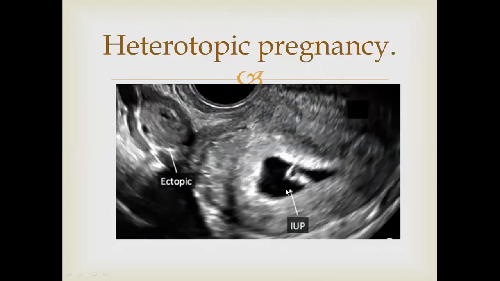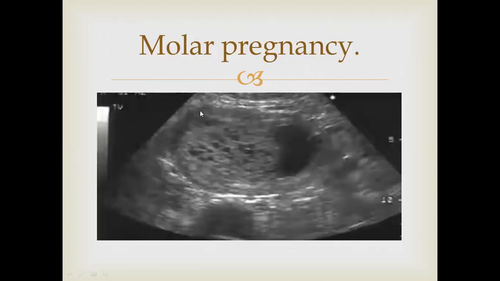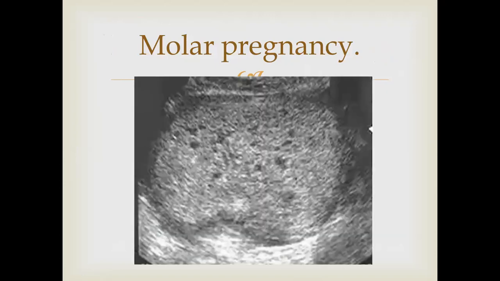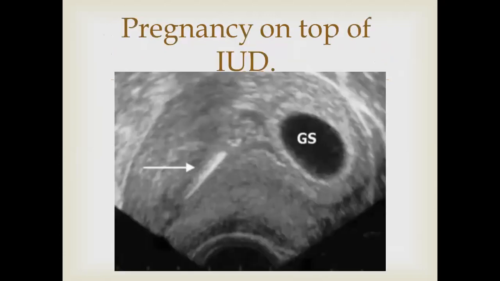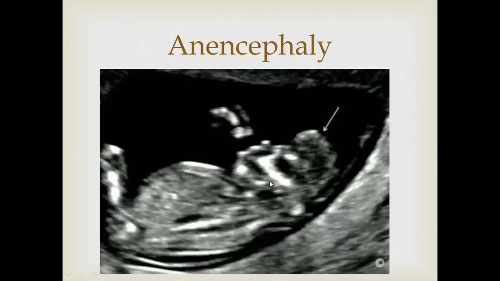Heterotopic pregnancy: there are two sacs, one intrauterine and the other ectopic in the tube. Molar pregnancy: this is a picture of the snowstorm appearance and should be confirmed by serum beta hCG level. And this is another picture of molar pregnancy. This is a picture of pregnancy on top of an IUD. The IUD is displaced in the cervical canal and the gestational sac is in the fundus. The picture of anencephaly: keep in mind to diagnose it early in the first trimester. Thanks a lot.